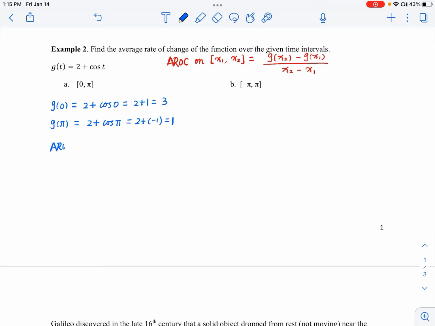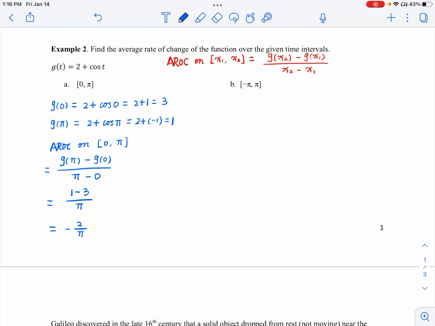Average rate of change on the interval 0 to pi. We write the formula. That should be g(pi) minus g(0) divided by pi minus 0. Plug in the values of the two functions. That gives us 1 minus 3 divided by pi. So the answer is -2 over pi.